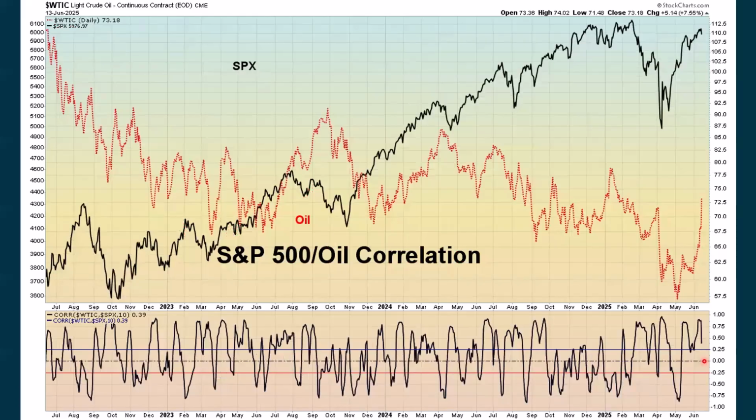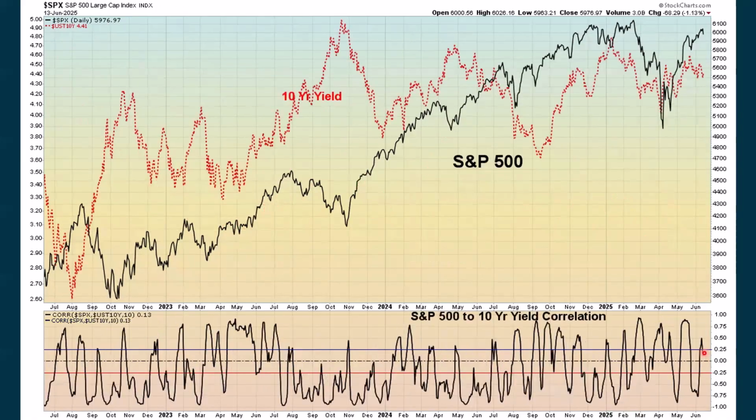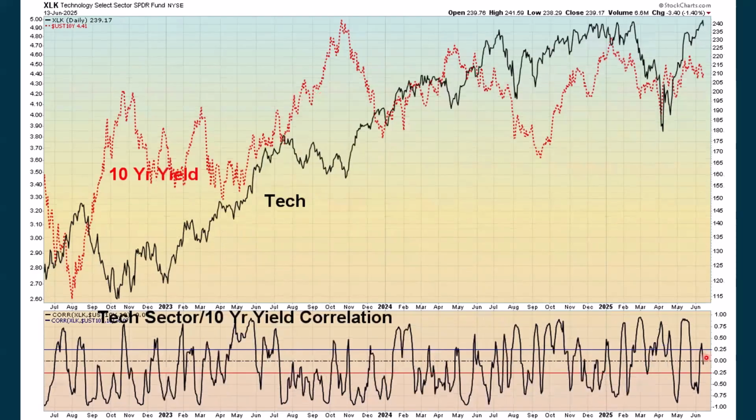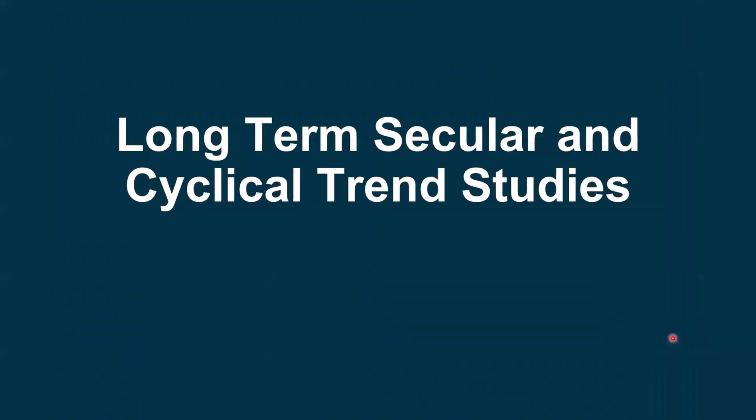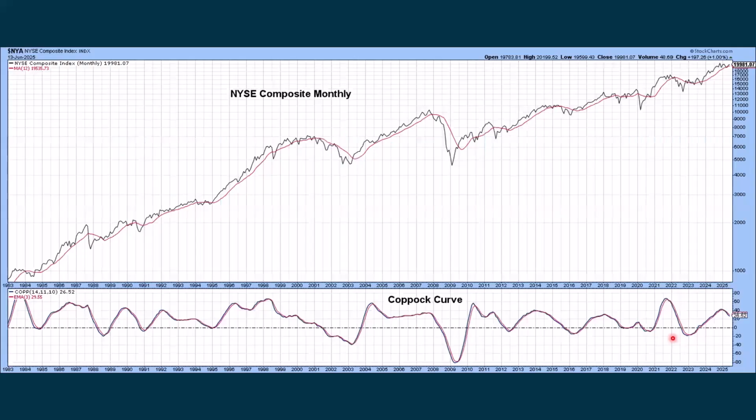The S&P to oil, we were seeing a pretty strong correlated relationship. Now that's starting to drop off. Then the S&P to the 10-year yield coming back down into neutral territory, and the tech to 10-year yield also coming back down into neutral. Then stocks to shorter term maturities like the 2-year yield, they were going in the same basic direction, now starting to come back down.